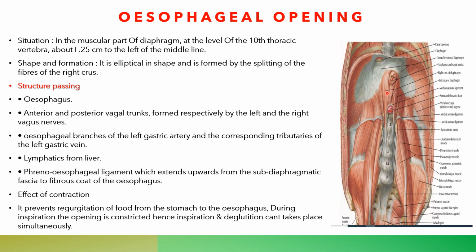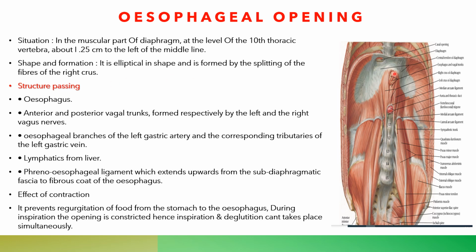So that you have to remember. So the splitting of the fibers, you can make out this one and this is the right crus. Both these are the right crus, and you can see here the splitting of the right crus of the diaphragm. So it is formed by splitting of the right crus of the diaphragm.